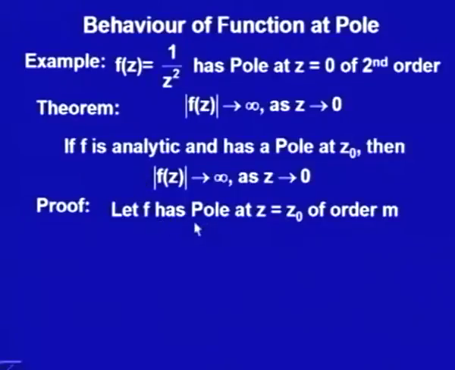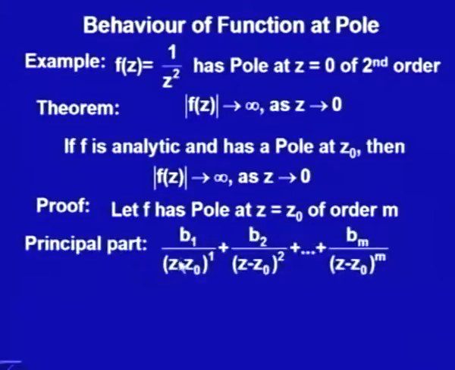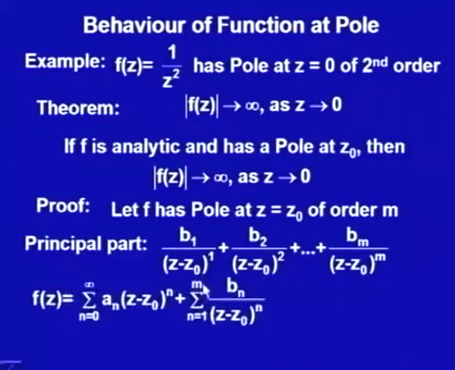Suppose f has a pole at z equal to z naught of order m. What it says is that the principal part would have m terms: b 1 upon z minus z naught, b 2 upon z minus z naught squared, plus up to b m upon z minus z naught to the power m, where certainly b m should not be 0. Any of the other terms could be 0, but b m should not be 0.